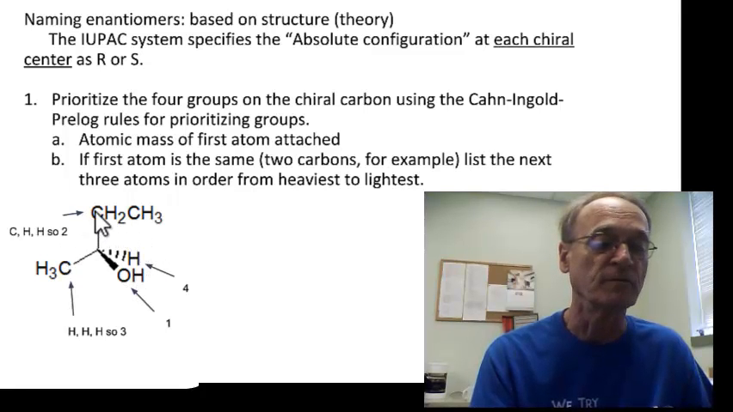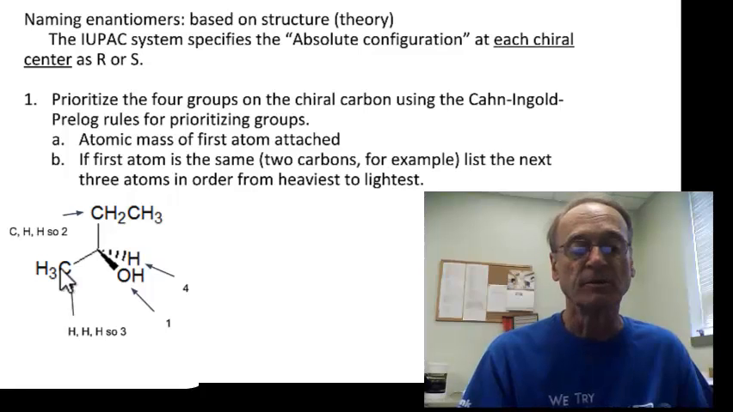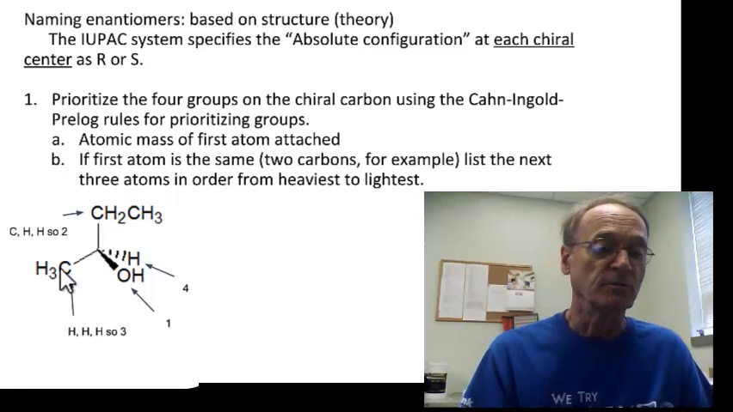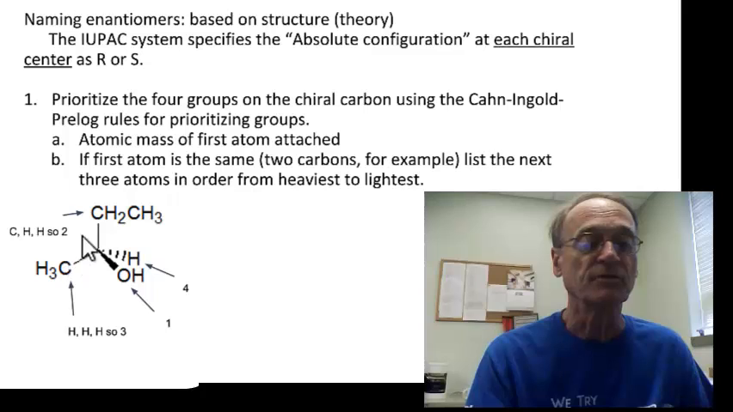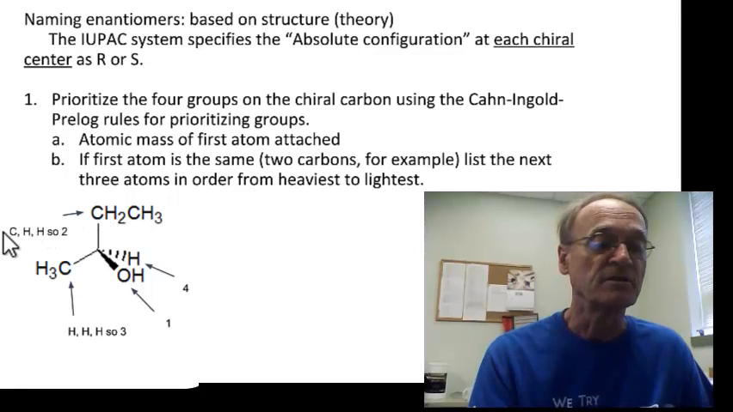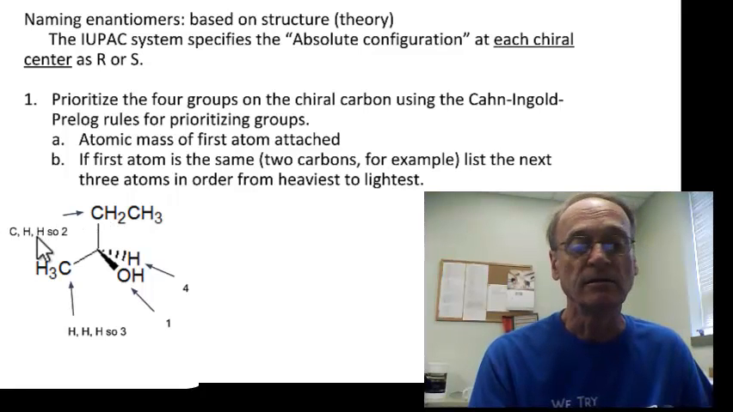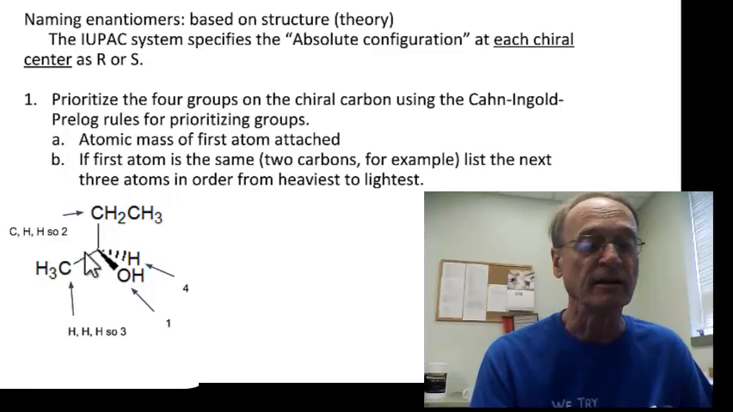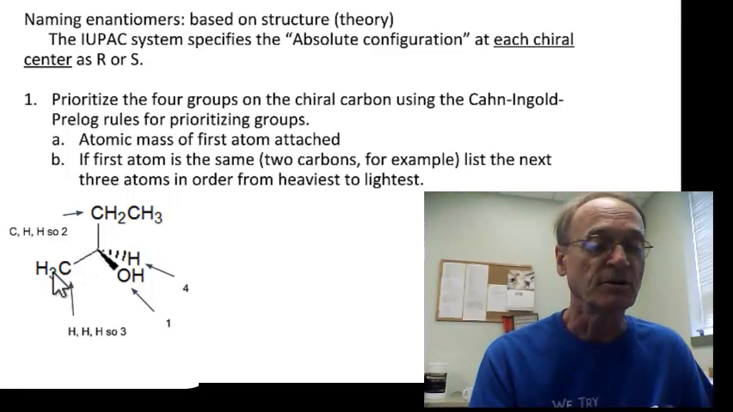But then the question is, which of these two should we consider to be priority number 2, since they're both carbon? Well, then what you do is this. You list out the other 3 groups that are attached to that carbon. In this case, there's 2 hydrogens and a methyl. You list them in order from increasing weight down. So carbon, hydrogen, hydrogen in that case. The other 3 groups attached here are 3 hydrogens. So you list hydrogen, hydrogen, hydrogen.